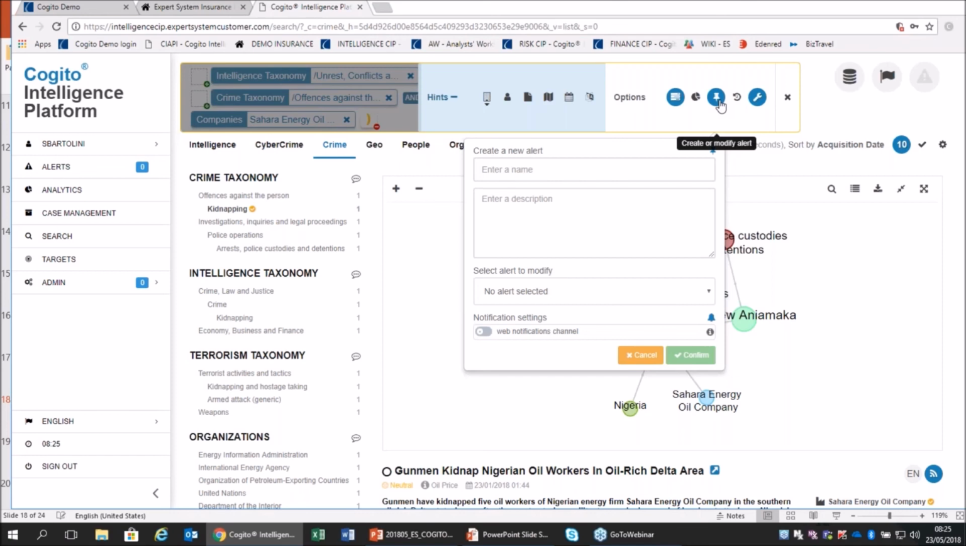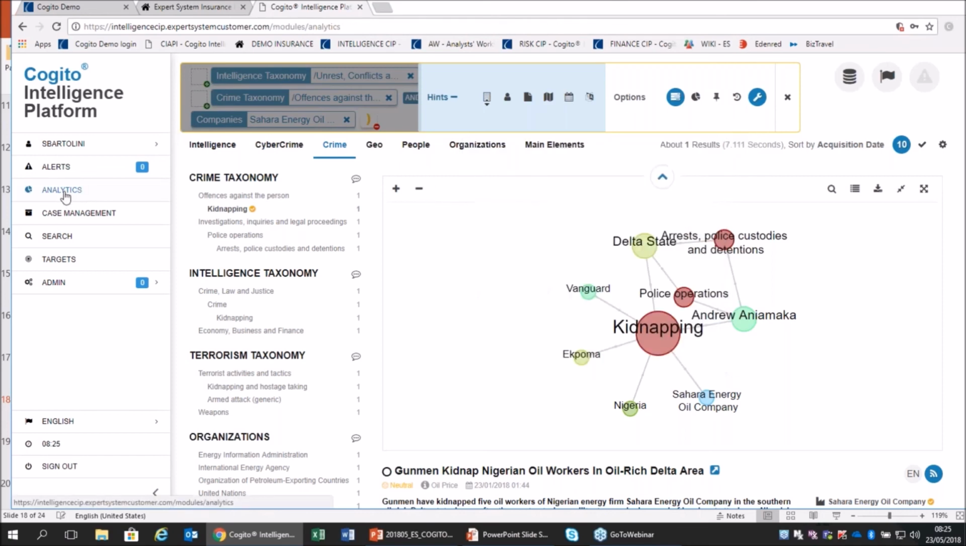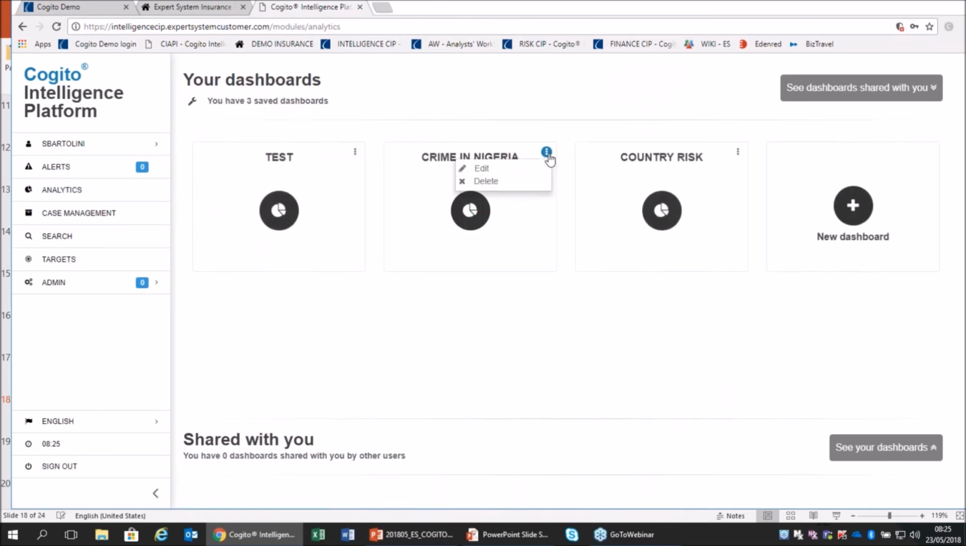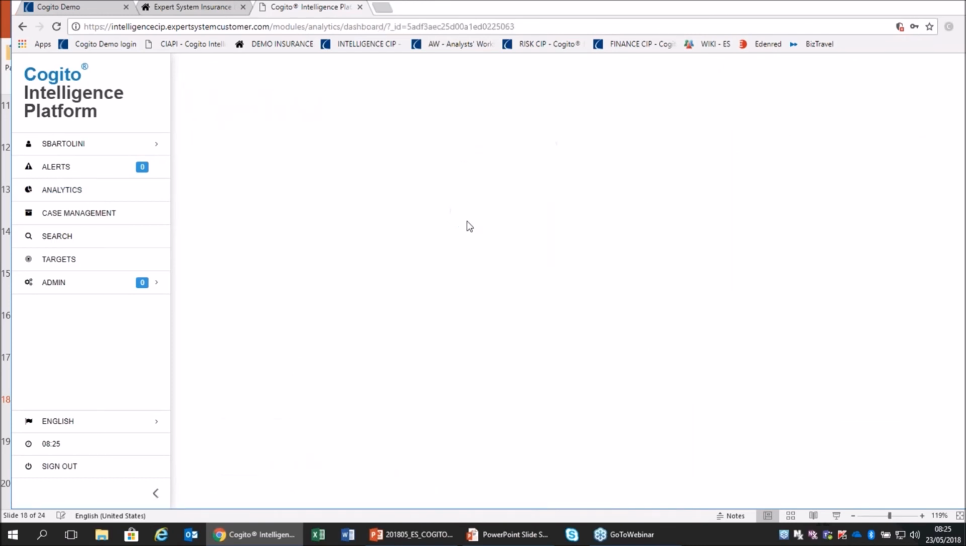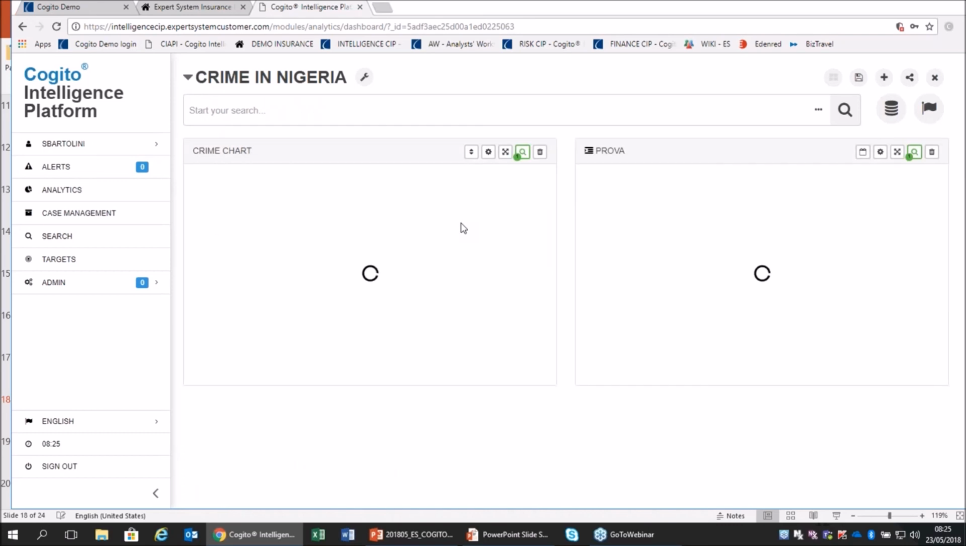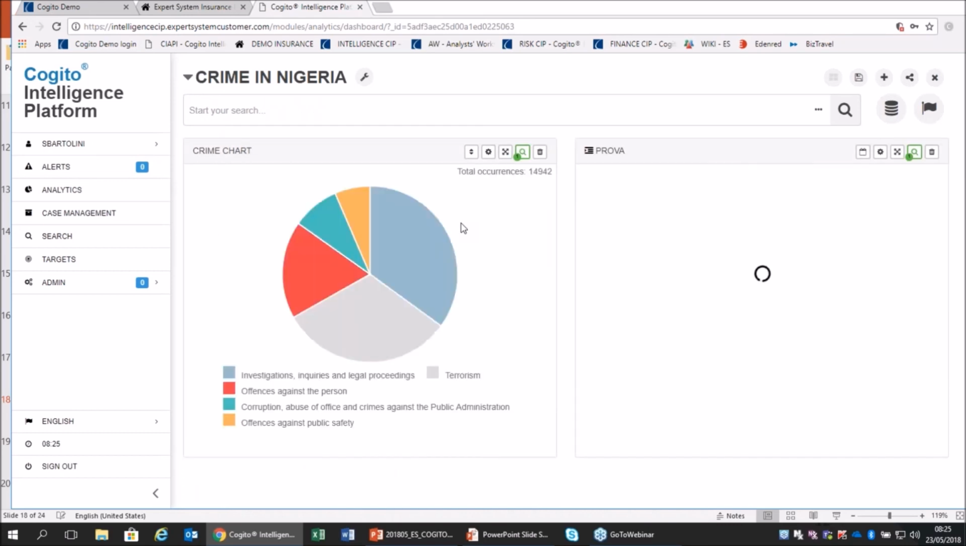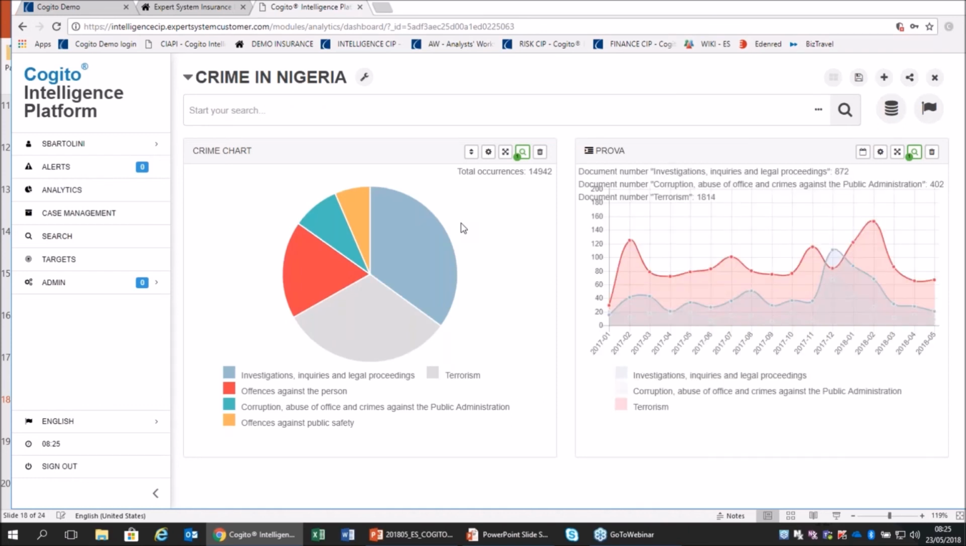Obviously, I can also create a target. I'm also able to look at analytics. For example, I can extract analytics for the typical or recurrent crime in Nigeria. In this case, we have limited time, so I cannot show you all the potential of this platform. But if you are interested, you can deep dive, and you can contact me.